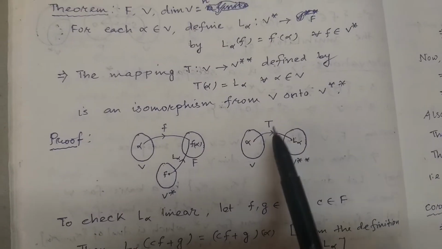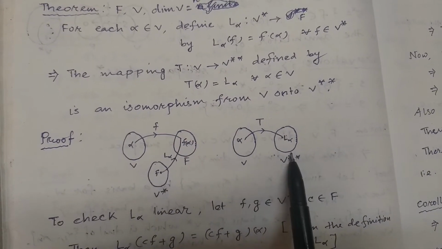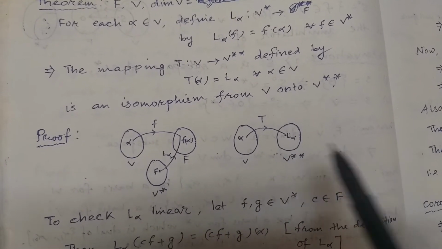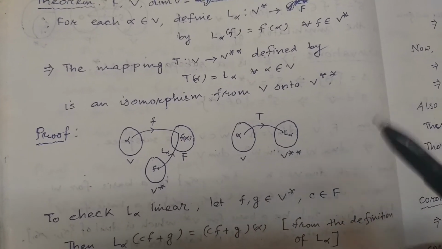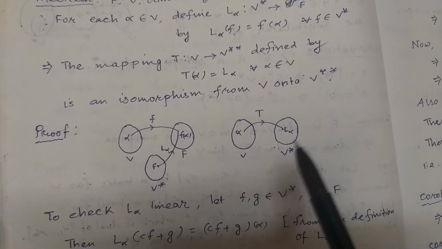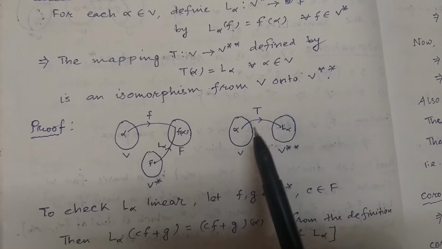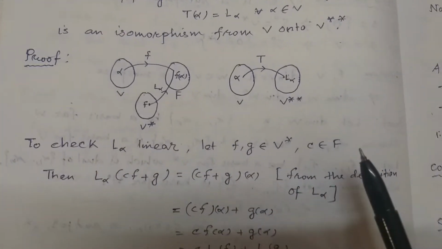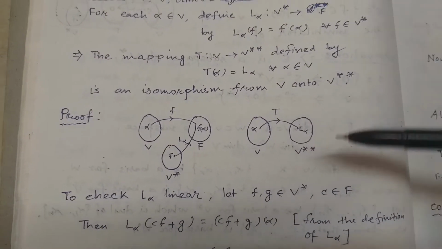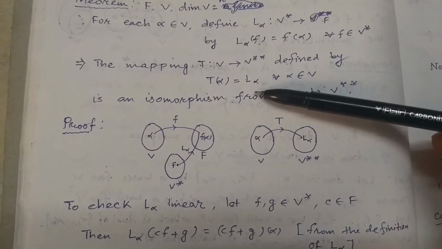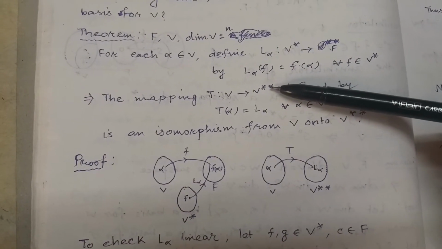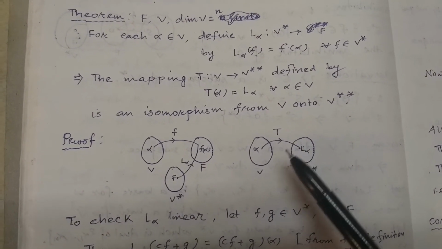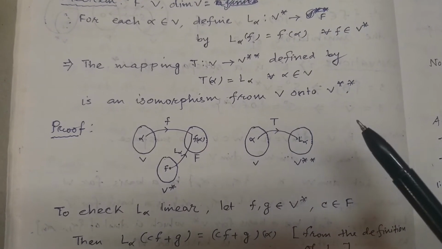We have to prove that T is an isomorphism between this and this. That means basically these two spaces are the same. In the sense of vector spaces, isomorphism means T will be a linear transformation which is one-one and onto, and two isomorphic spaces mean they are the same space. So first of all we have to prove that L alpha is a linear transformation. Then we have to prove that T is also a linear transformation. Then we have to prove that T is one-one and onto.